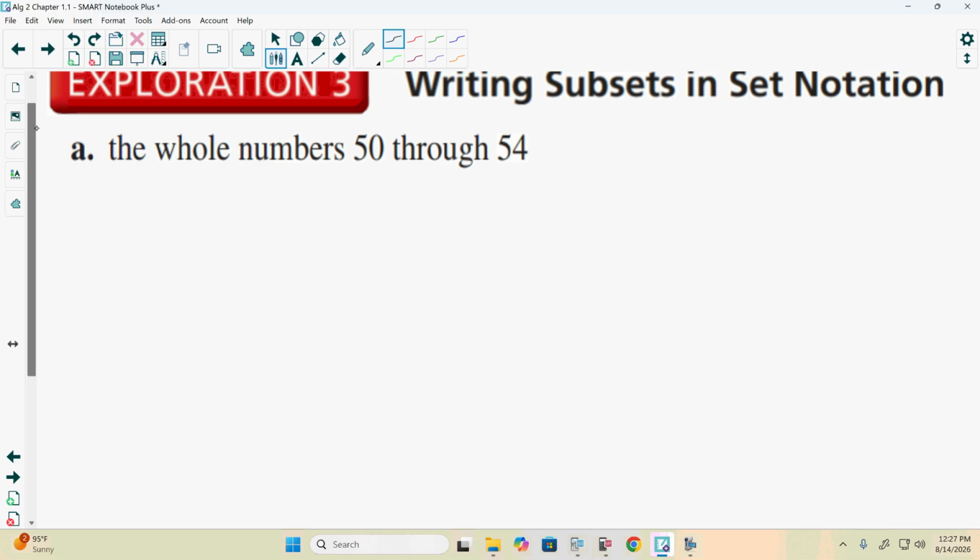The whole numbers 50 through 54. I'm going to probably need the other book. Yep. So is this writable? Can we just write this out? Oh, yes. Because what would be our whole numbers 50 through 54? What would the first one be? 50. Yeah. And what would the next one be? Yep. And then?